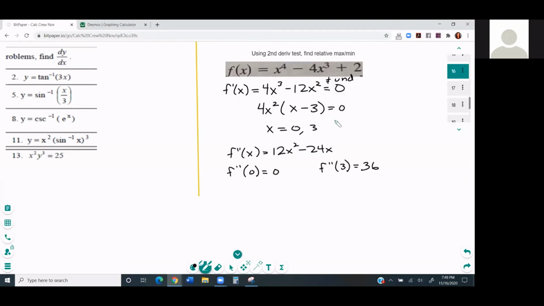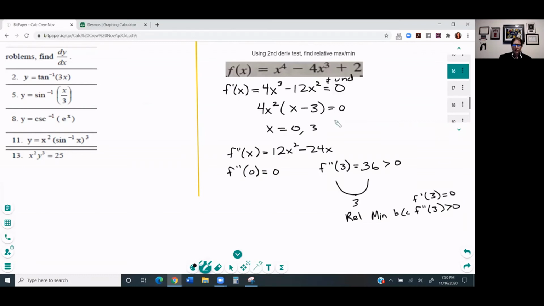Okay, so what that tells us is, since this is positive, that's telling us that f is concave up at 3. So if I'm concave up and I have a horizontal tangent, that means that at 3 would be a relative min. Oh, okay, that makes sense. Yeah, because f prime of 3 is 0, so it's a critical point, and then the second derivative is positive, so it'd be a relative min. If we were concave down, then it would be a relative max.